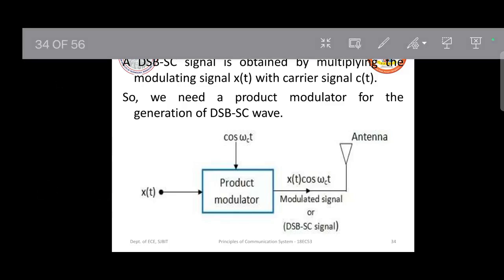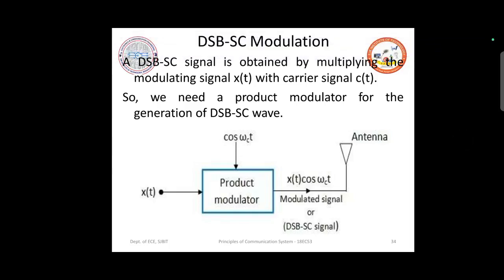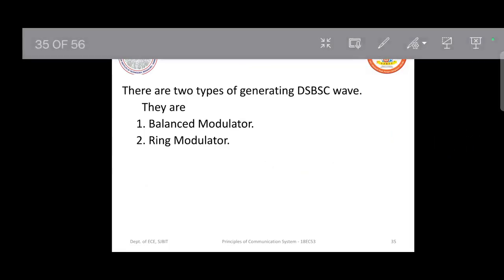So the product modulator output will be what? X of t into cos of omega ct in simple words. So when you expand it, assuming a modulating signal to be a single tone, what you get is basically double sideband components.